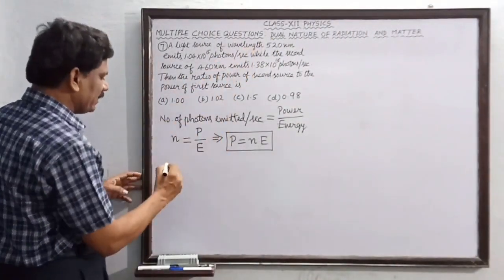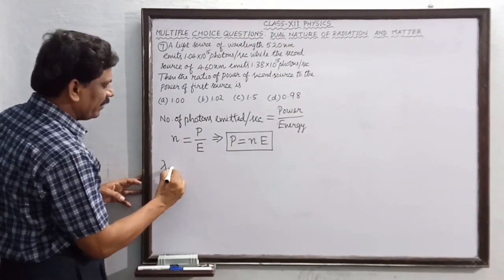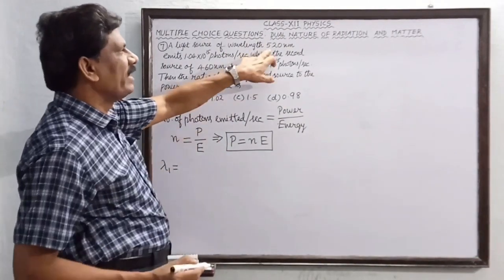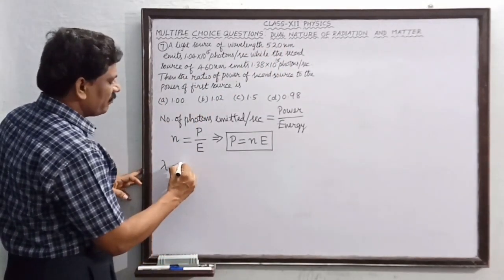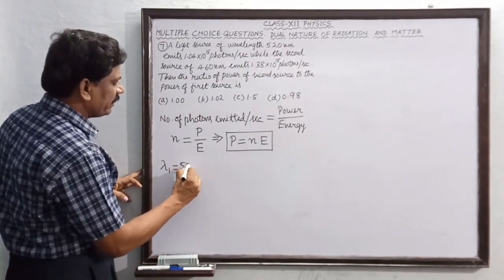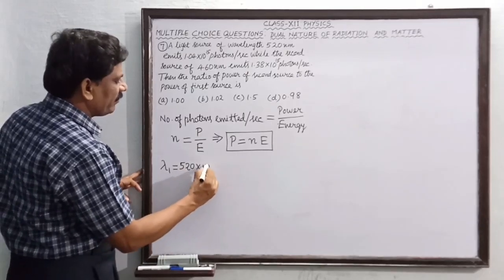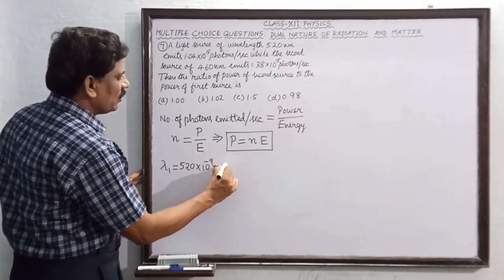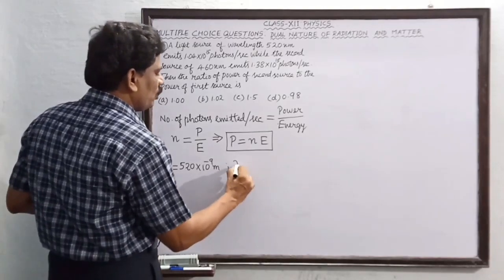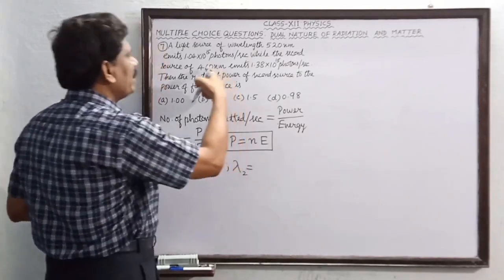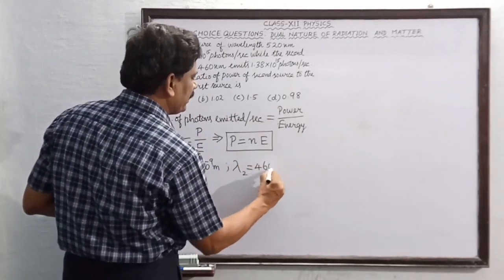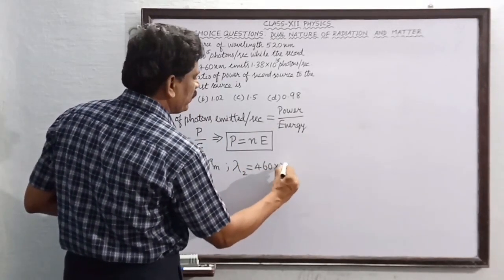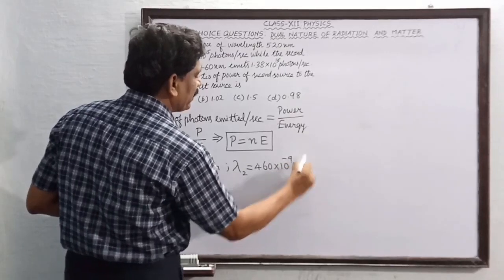Okay, students? Now, what are all the given quantities here? Wavelength lambda 1 is given as 520 nanometer. So, this is equal to 520 into 10 to the power of minus 9 meter. Then what is lambda 2 given? Lambda 2 is 460 nanometer, which means 460 into 10 to the power of minus 9 meter.